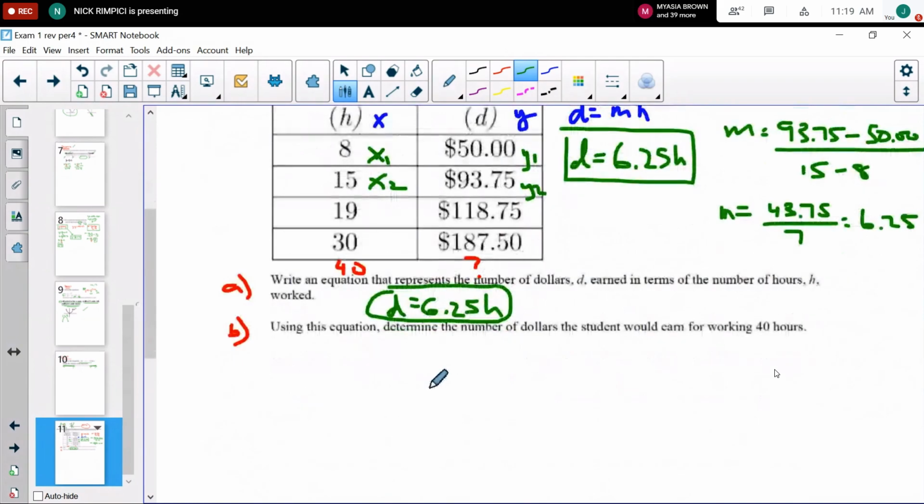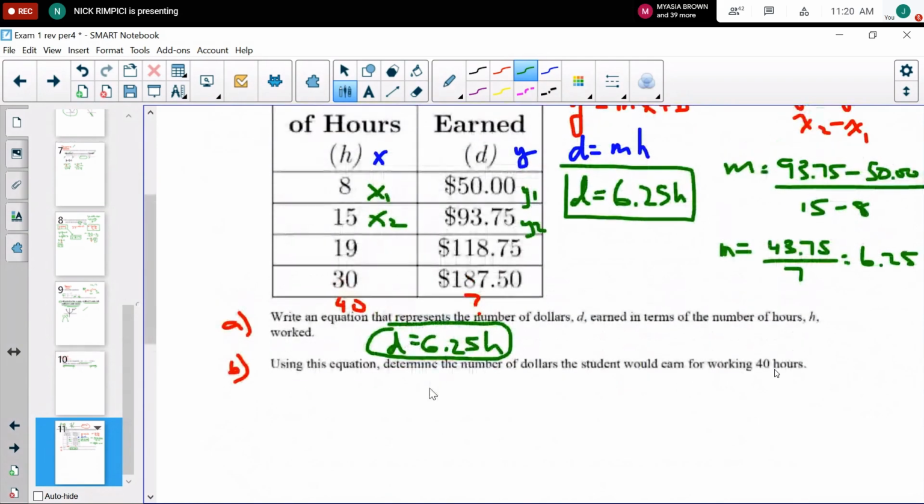So if I want to know how much he earns for working 40 hours, all I have to do is put 40 in there, right? If I want to know how much he earns after 50 hours, I put 50 in there. If I want to know how much he earns after 80 hours of work, I would just put 80 in there. However many hours he works, I drop that in for H, and that'll give me D.